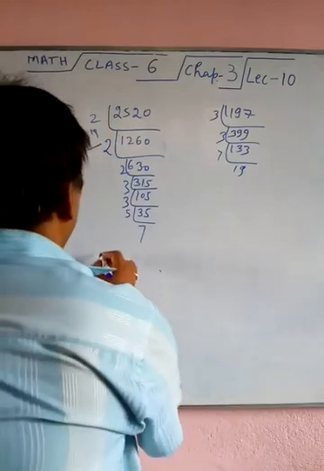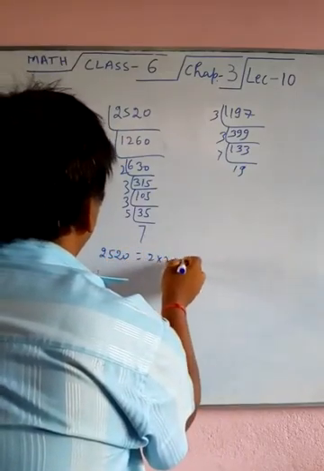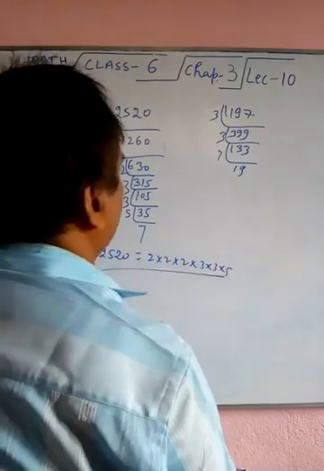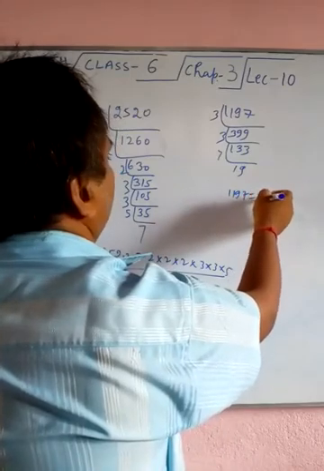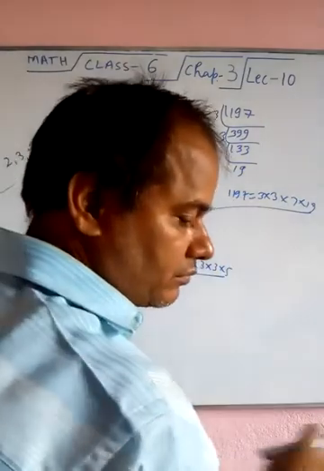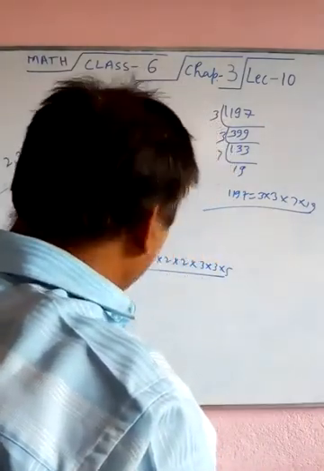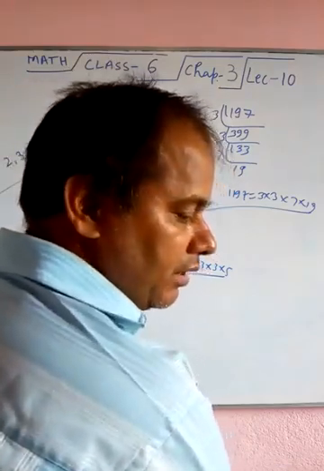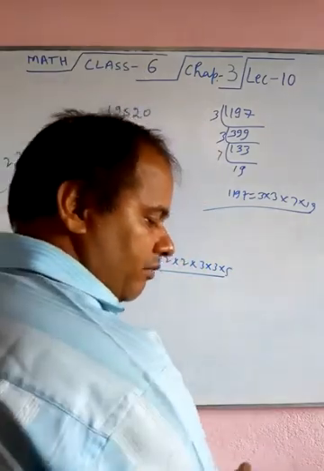So we can write here 2520 is equal to 2 into 2 into 2 into 3 into 3 into 5 into 7. And here 1197 is equal to 3 into 3 into 7 into 19. So this is the short division method to find the prime factorization of a given number.